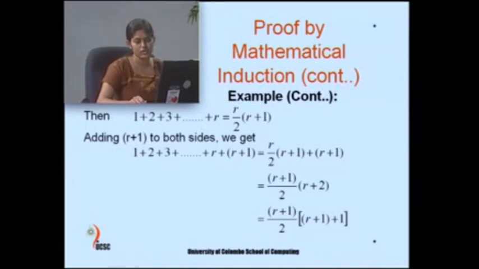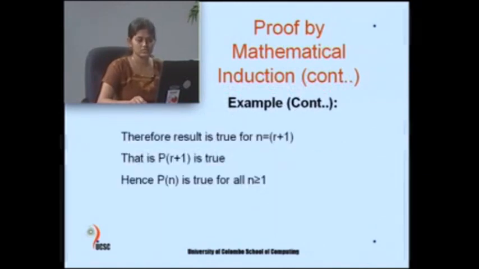Then we can solve this equation. We get r plus 1 upon 2 into r plus 2, because r plus 1 is a common factor, so we can take it out. Then we can rearrange this into that format, that is r plus 1 by 2 into r plus 1 plus 1. If you compare this result with our previous result, n by 2 into n plus 1, here also we have that format. Therefore, the result is true for n is equal to r plus 1, that is, P(r plus 1) is true.